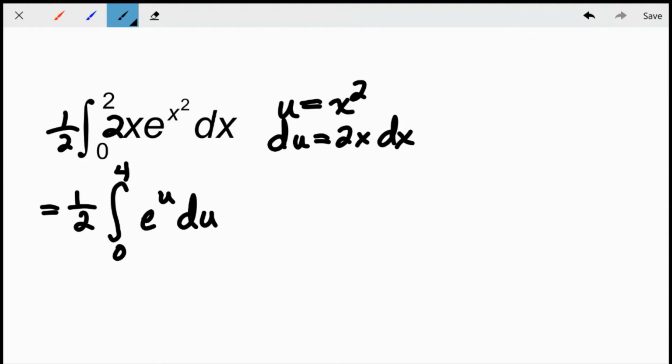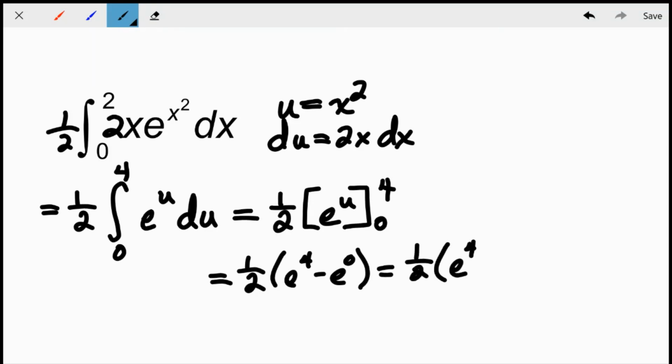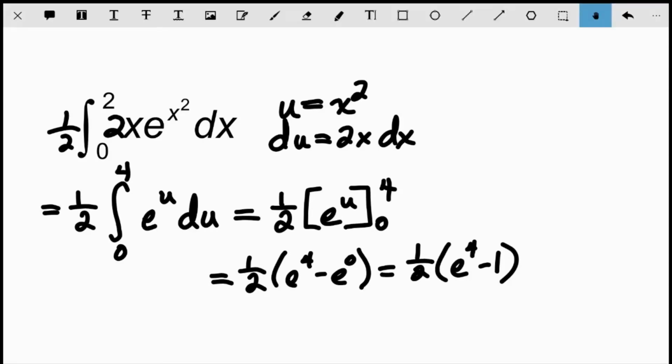So again, now I have an integral that is numerically equivalent to the one I started with. So now just go through and take your antiderivative. This would be 1/2. I'm going to get e to the u evaluated from 0 to 4. And in the end, I've got 1/2 of e to the 4th power minus e to the 0 power. Or I could write that as 1/2 times e to the 4th minus 1. Or I could have e to the 4th minus 1 all over 2. So you can write it in different ways again, but the main thing is the substitution part of this.